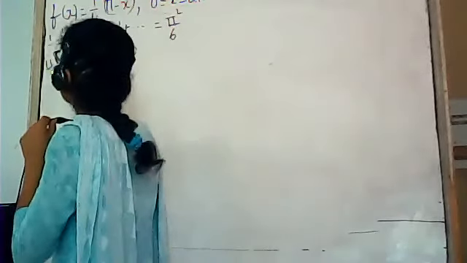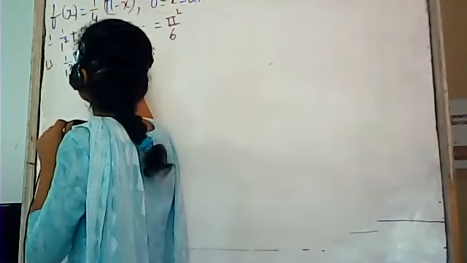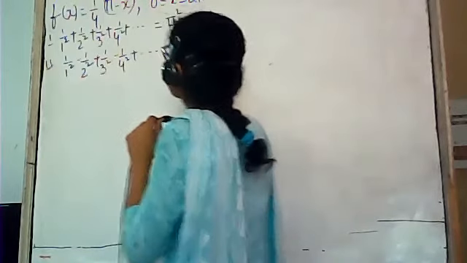In the second part, we have to prove that 1 by 1 square minus 1 by 2 square plus 1 by 3 square minus 1 by 4 square and so on up to infinity is equal to pi square by 12.